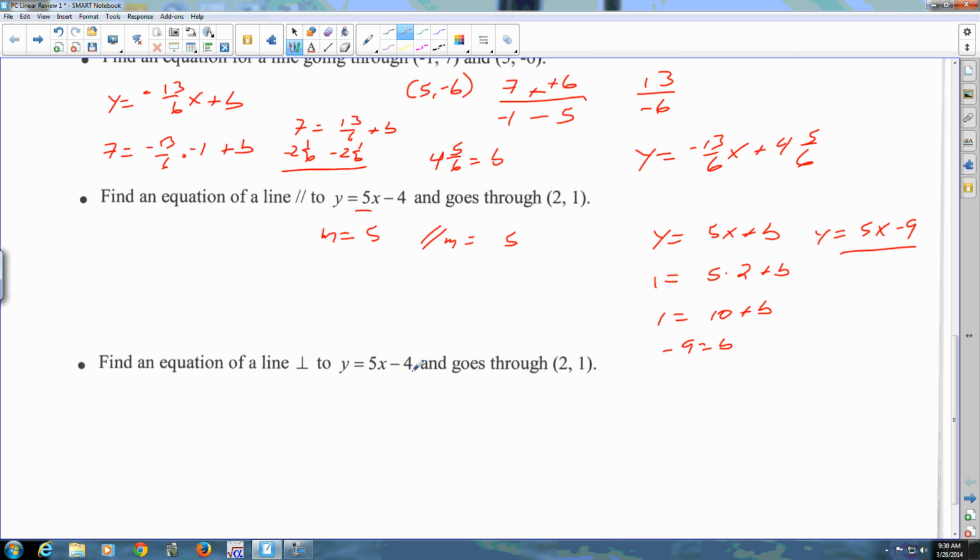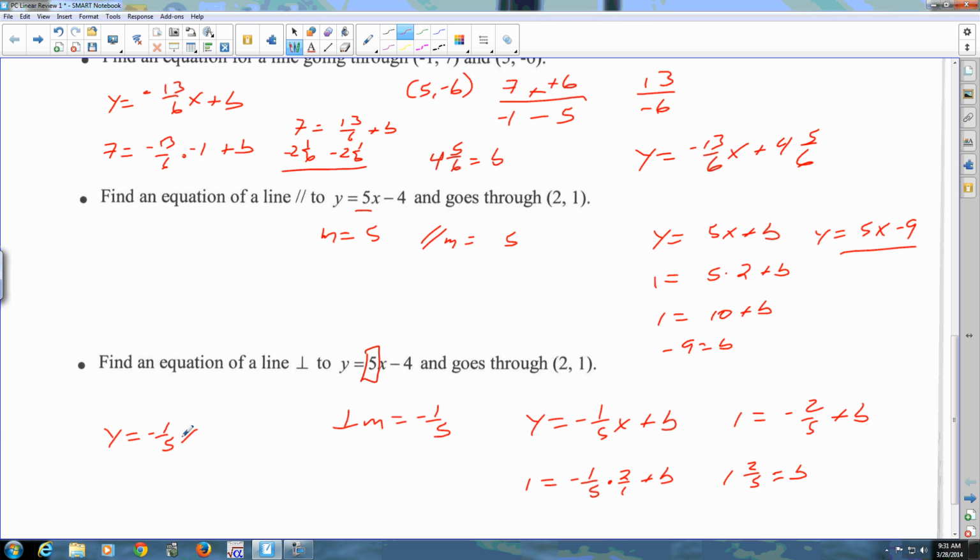Equation that's perpendicular to this one, notice it's the same equation, same point. You can see the slope right in it. So the perpendicular slope is negative 1/5. And you go through the same process of filling it in. y is equal to negative 1/5 x plus b. So that would be 1 is equal to negative 1/5 times 2 plus b. So then 1 is equal to negative 2/5 plus b. Add the 2/5 over, and you get 1 and 2/5. So your final answer then is y is equal to negative 1/5 x plus 1 and 2/5.